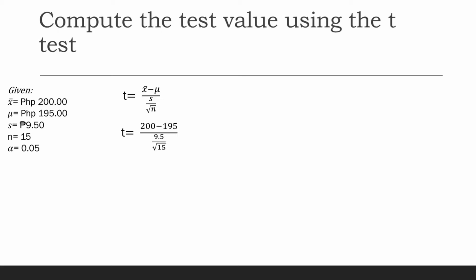Then, simplify natin. 200 minus 195 is equal to 5 and the square root of 15 is 3.87. So, again, if ang ating sagot ay more than 2 decimal, we need to round off up to 2 decimal places para mas madali din nating makompute. Since the answer is hindi naman siya nagkakalayo. So, next is to simplify 9.5 divided by 3.87. It is equal to 2.45. Then, 5 divided by 2.45 is equal to 2.04. So, the test value is 2.04.